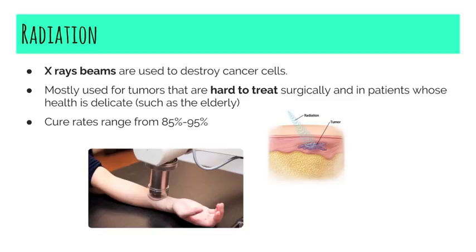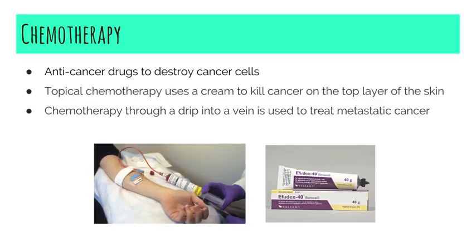It is mostly used for tumors that are hard to treat surgically and in patients whose health is delicate, such as the elderly, and cure rates range from 85% through 95%. In chemotherapy, anti-cancer drugs are used to destroy cancer cells. Topical chemotherapy uses a cream to kill cancer on the top layer of the skin. Chemotherapy is also done through a drip into a vein used to treat metastatic cancer.